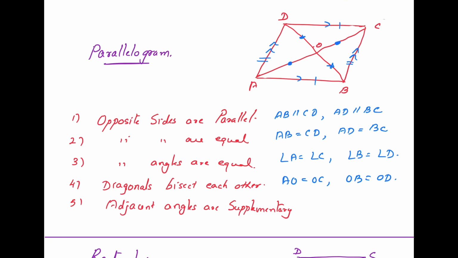Adjacent angles are supplementary. This is because the opposite sides are parallel. So angle A plus angle B will be equal to 180. Similarly, angle B plus angle C will be 180, then angle C plus angle D will be 180 and angle A plus angle D will be 180. So these are the basic properties of a parallelogram.